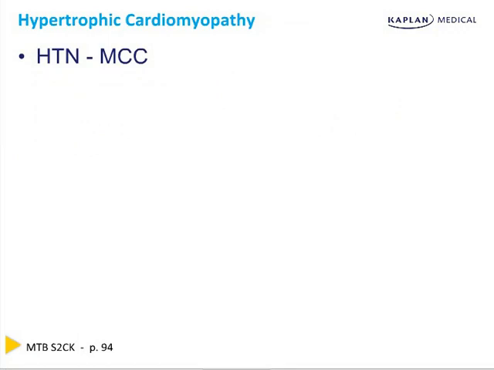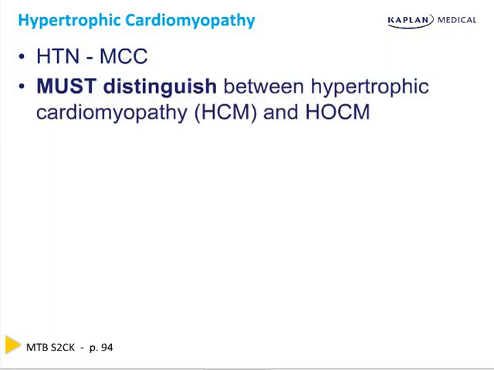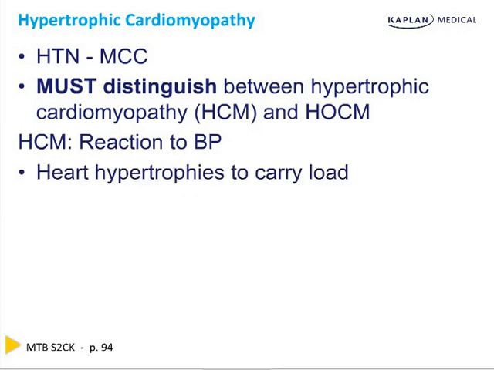MCC means most common cause. The most common cause of hypertrophic cardiomyopathy is high blood pressure. Now, you have to distinguish for sure between HOCM and HCM. Hypertrophic obstructive cardiomyopathy is colossally different. Hypertrophic obstructive cardiomyopathy causes syncope and sudden death. Hypertrophic cardiomyopathy is just a reaction to high blood pressure. The heart hypertrophies to carry the load, law of Laplace. The thicker the wall thickness, the less the load.